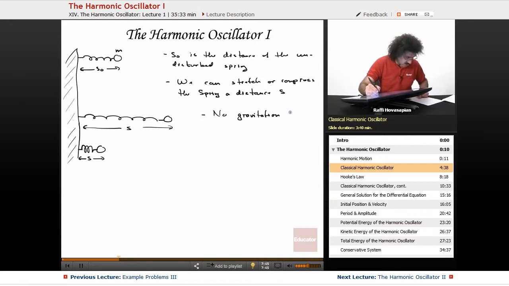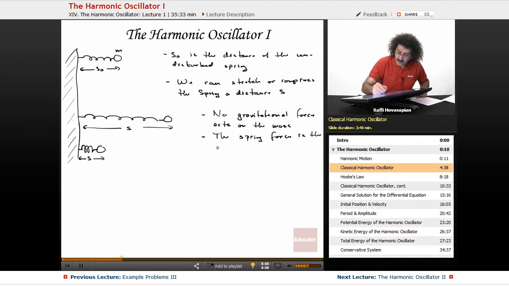Okay, no gravitational force acts on the mass. So far so good. The spring force is the only force acting on the mass.